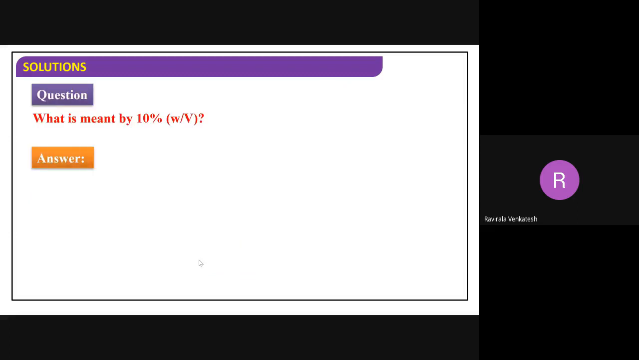What is the meaning of 10% of W by V method? Anybody? Now we can answer. 10 gram of solute is present in 100 ml of solution. 10 grams present in 100 ml of solution. Very good.